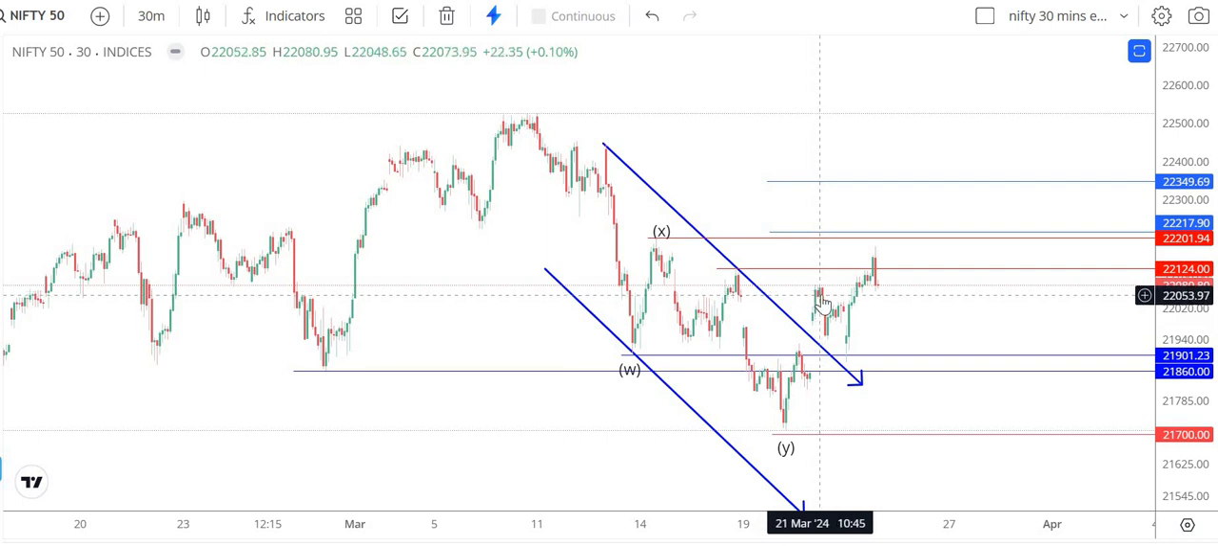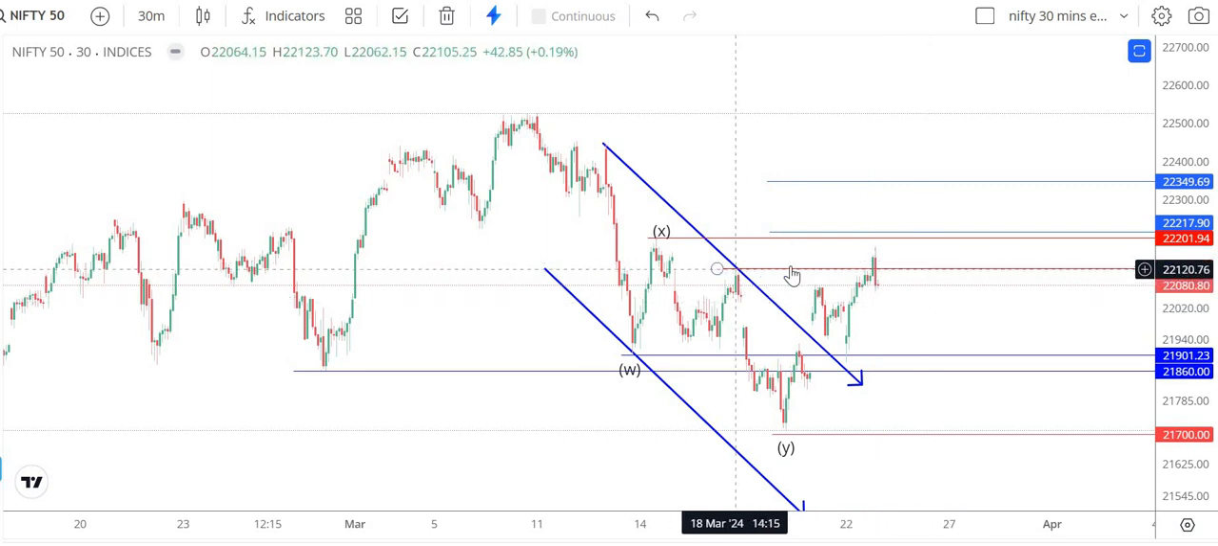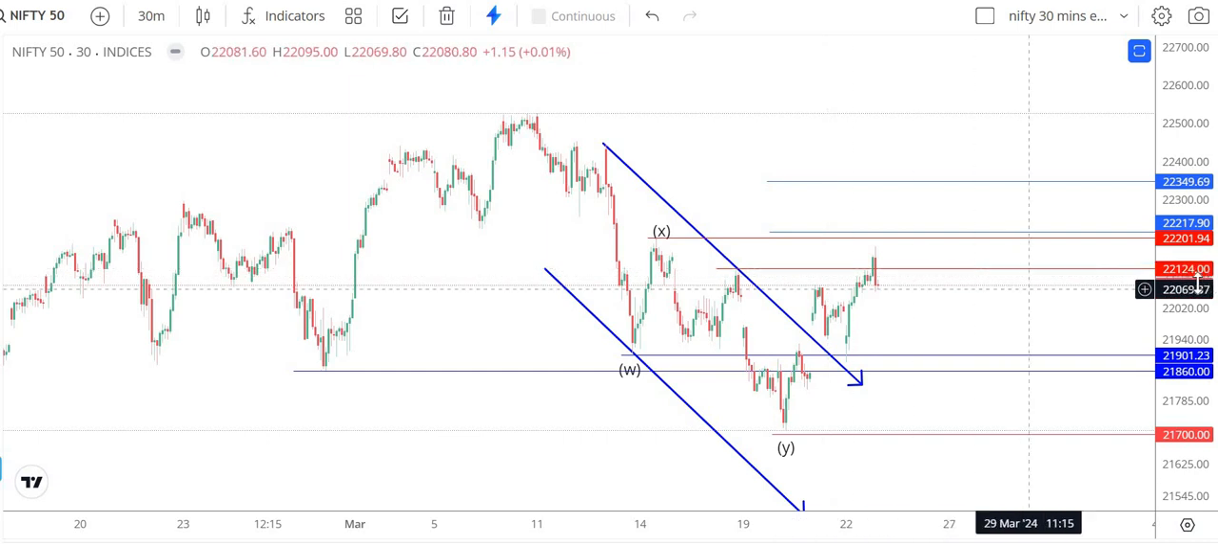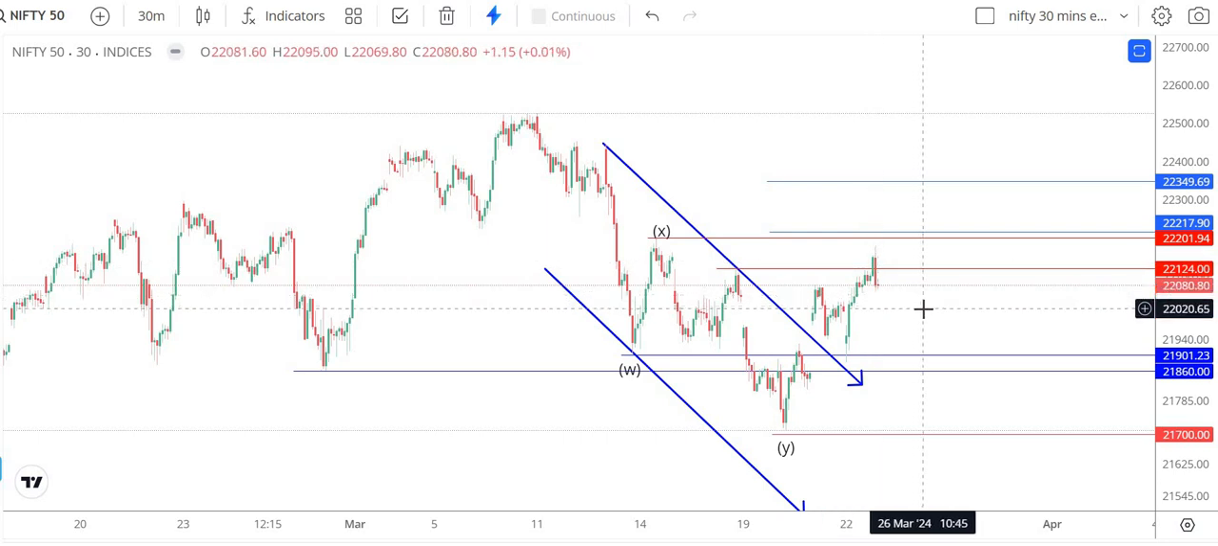Here I have booked in this 22,050, right? I have booked my longs. It went down and again it went up, Friday, right? So this was the first minimum target, 22,124. It has achieved that and some profit booking came, right?